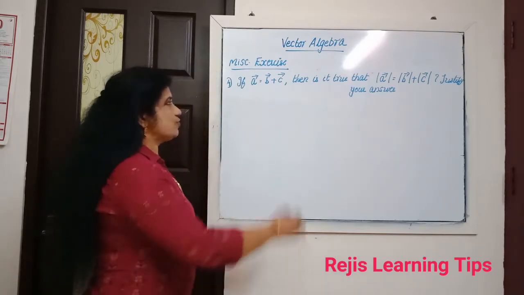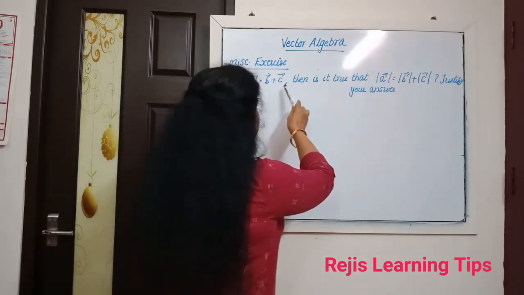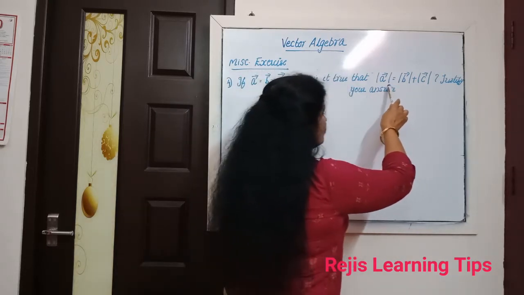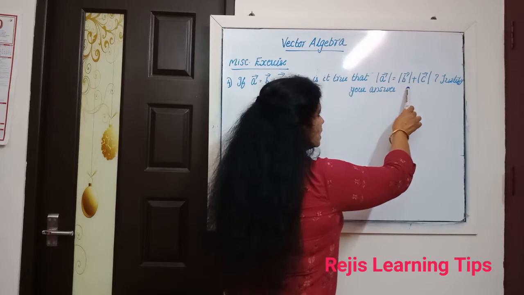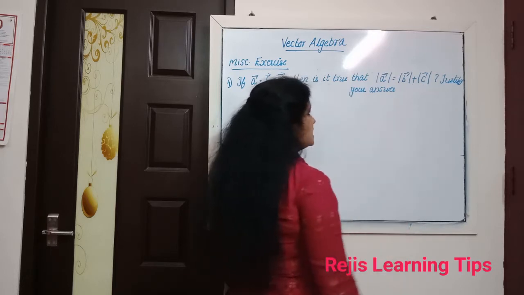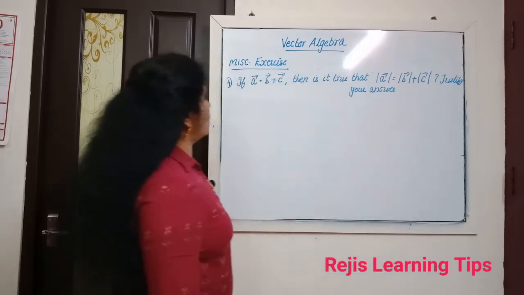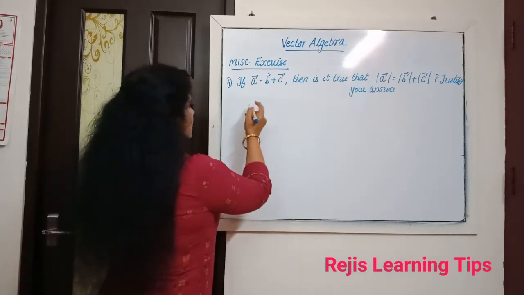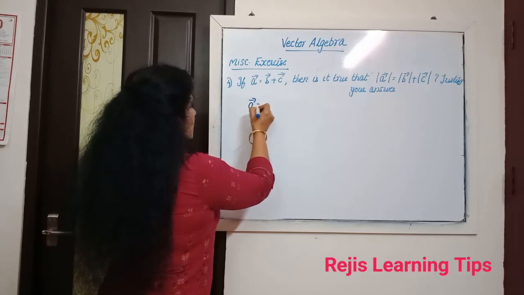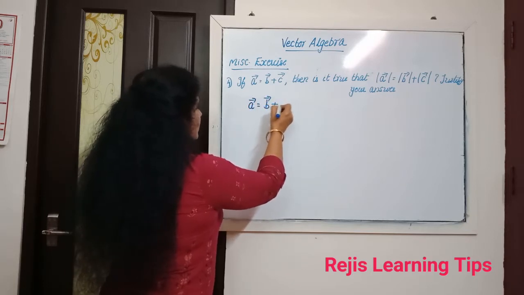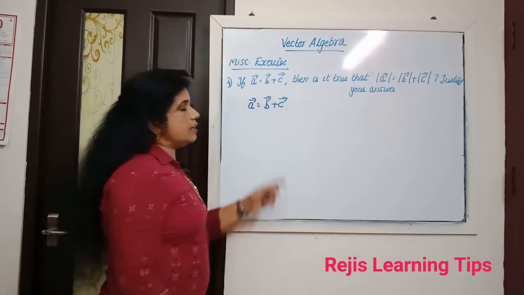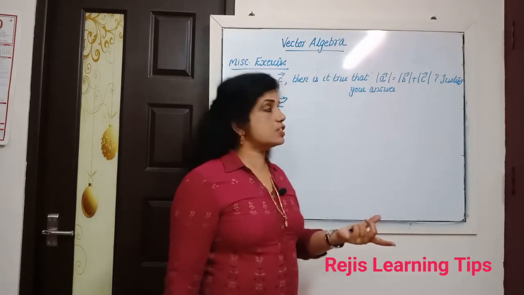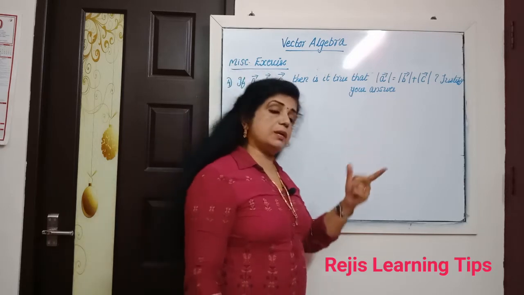Fourth question: if vector A is equal to vector B plus vector C, then is it true that modulus of vector A is equal to modulus of vector B plus modulus of vector C? Justify your answer. Vector A is equal to vector B plus vector C, that is already given. Then is it true that magnitude of vector A is equal to magnitude of vector B plus magnitude of vector C?